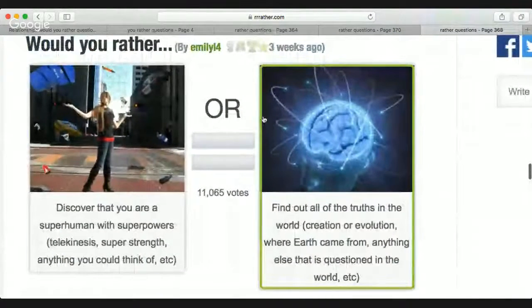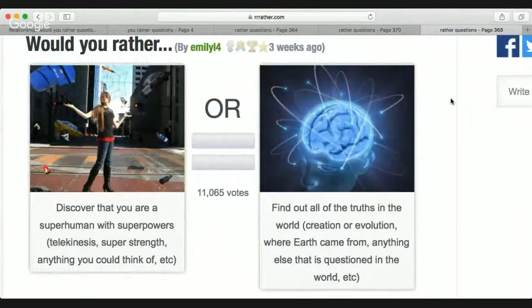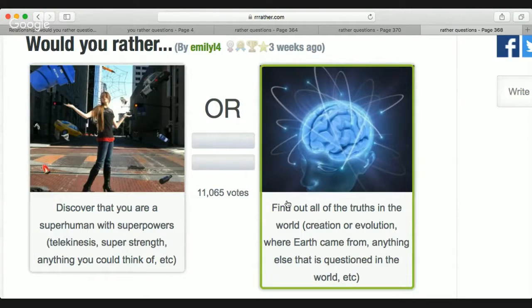This is a variation of a common would you rather question. So in the first one, would you rather discover that you are a superhuman with superpowers? And that's all the superpowers. So you can fly, you can read minds, you have super strength. Or would you rather find out all of the truths in the world, or solve all of life's mysteries, such as creation or evolution, where Earth came from, anything else that might be questioned?